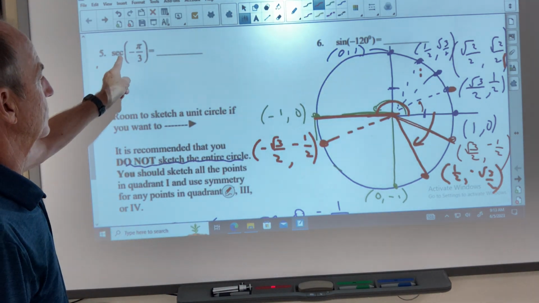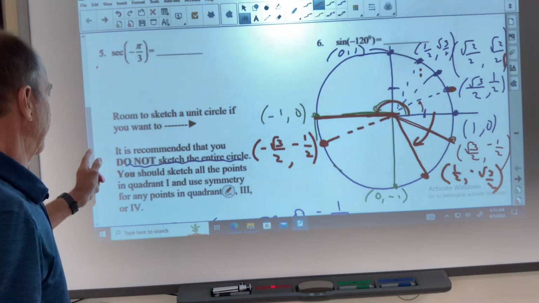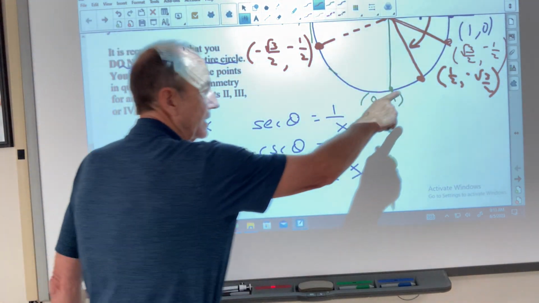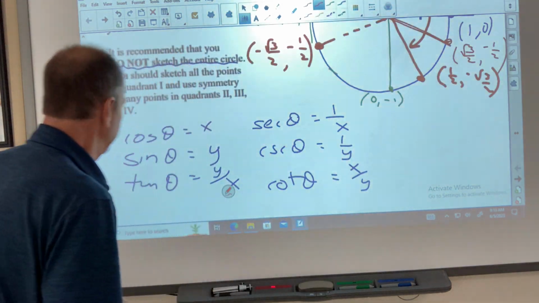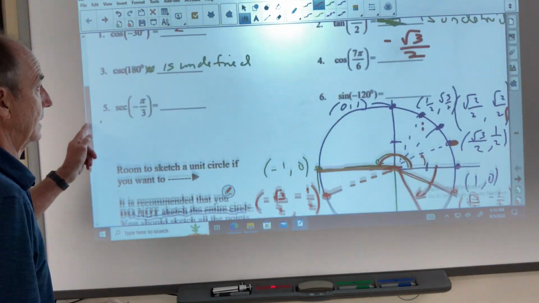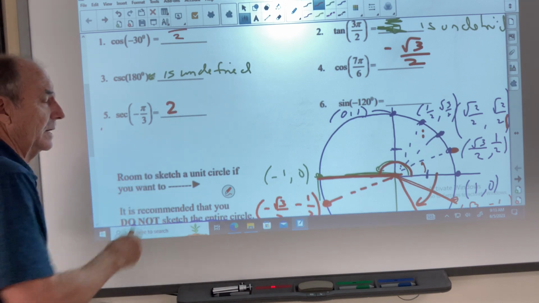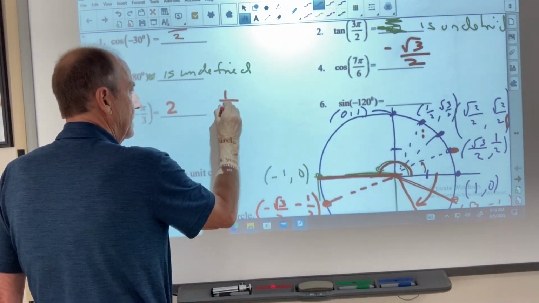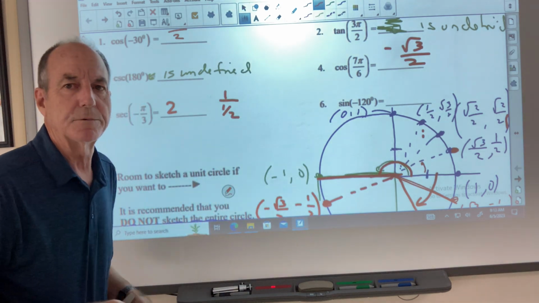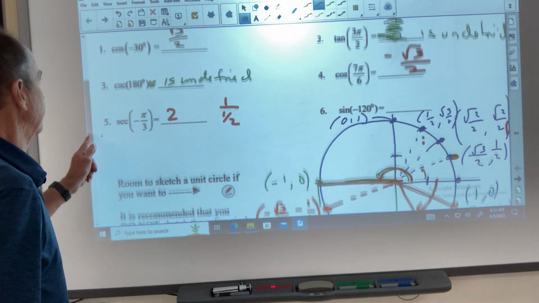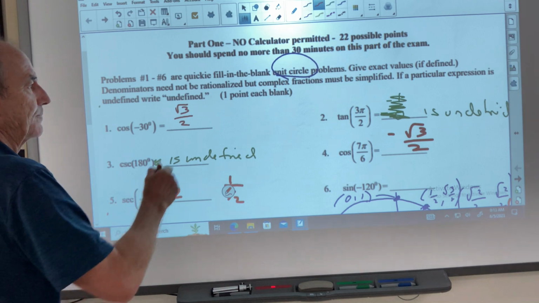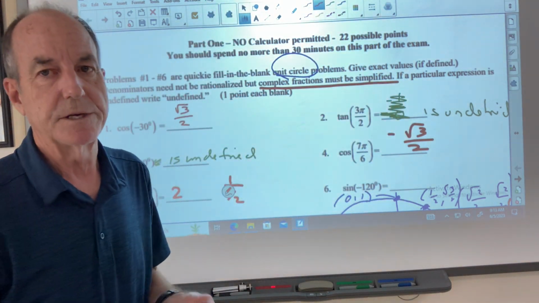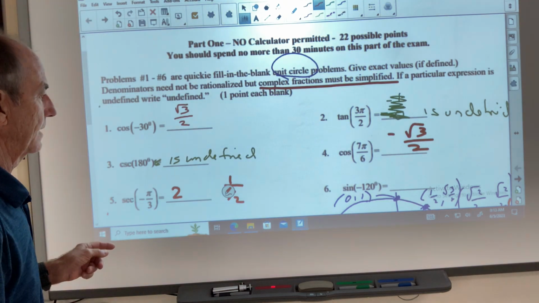And the task was, what is the secant? Well, by definition, the secant was the reciprocal of the x value. There's the x value, it's 1/2, and the reciprocal of 1/2 is 2. That's what you should have written there. If you had written 1 over 1/2 like this, that is the number 2, but that would not be accepted, right? Because the directions were pretty clear. Complex fractions must be simplified. So 1 over 1/2 is 2, and you needed to simplify that.